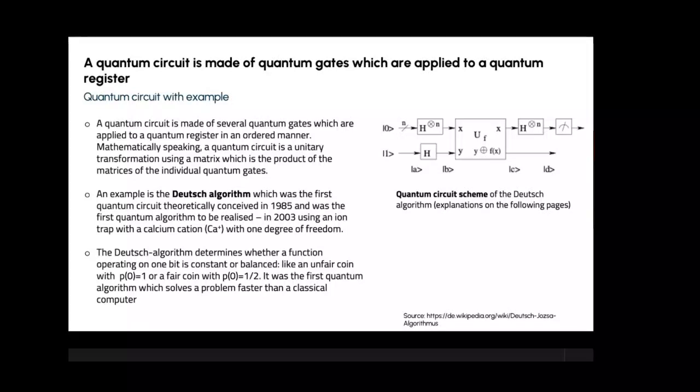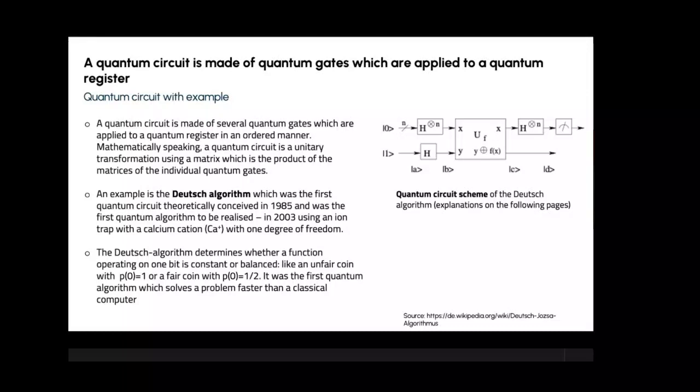It was used on a single qubit calcium ion trap with 1 degree of freedom that was manipulated with a laser. And so this is the circuit scheme of the Deutsch algorithm. So these are the two states of the bit. And now we apply the Hadamard transformation to it, and then we apply the Deutsch function, and then we do a measurement on the first.